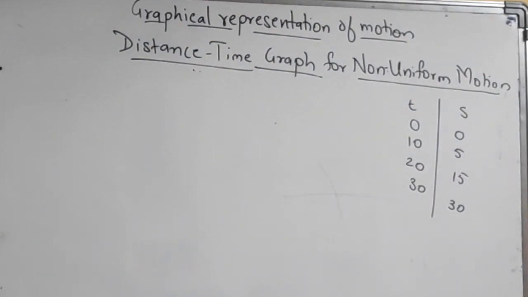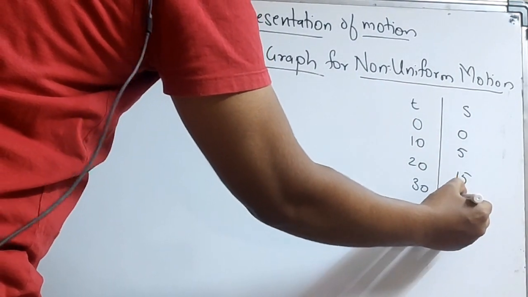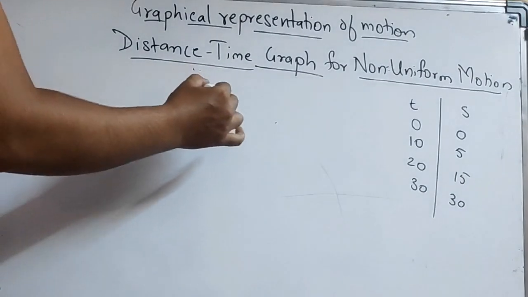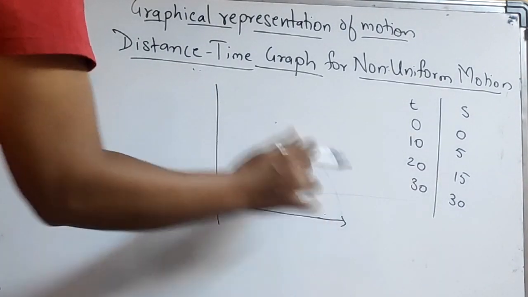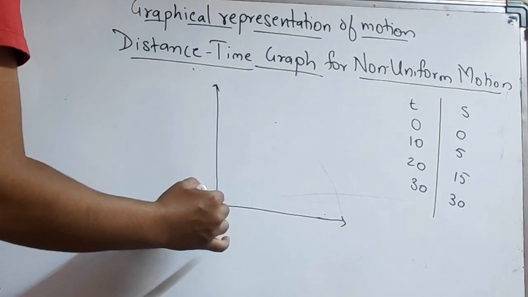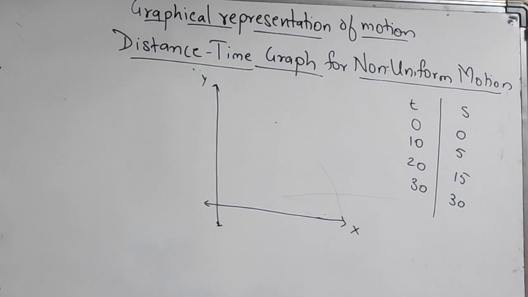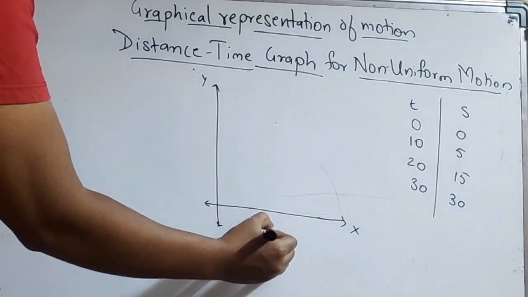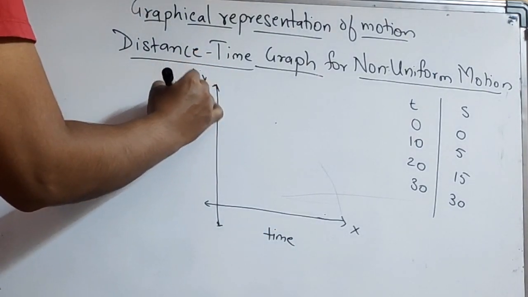Okay. Now what we are going to do is we are going to represent this data on a graph. So we draw the graph, the x-axis and the y-axis. So this is the x-axis and this is the y-axis. Now distance time graph, the x-axis and the y-axis will represent the time and the distance respectively. So on x-axis I'm going to note the time, and on this I'm going to note the distance.